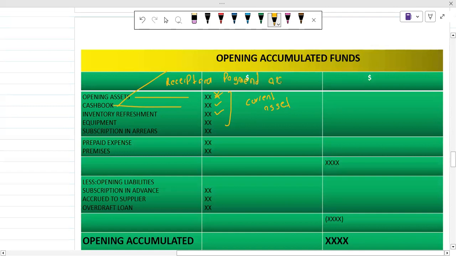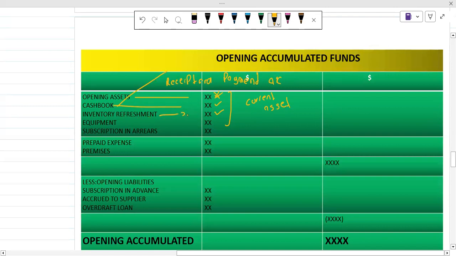This is not a cash book. Basically, we have already discussed that there is no such difference between the cash book and the receipt and payment account. Okay, both the cash book and receipt and payment account are similar. There is no such difference. And after that, inventory refreshment.